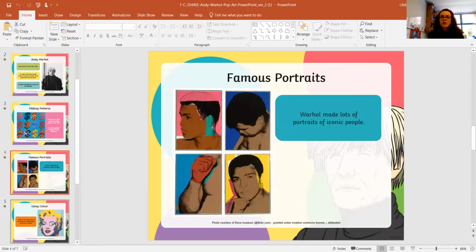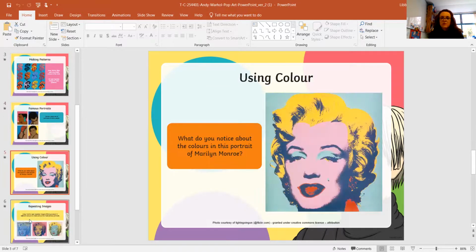He also did the repeated print pattern of famous people as well. So we've got the famous boxer here, Muhammad Ali, and you can see, look, he's got the pink up there, he's changed the background then to blue on there, he's focused in on his fists, he's got the green in there, we've got the yellow background, so really bright, unusual colours that you wouldn't normally find in paintings on there. So Andy Warhol's very famous for that.